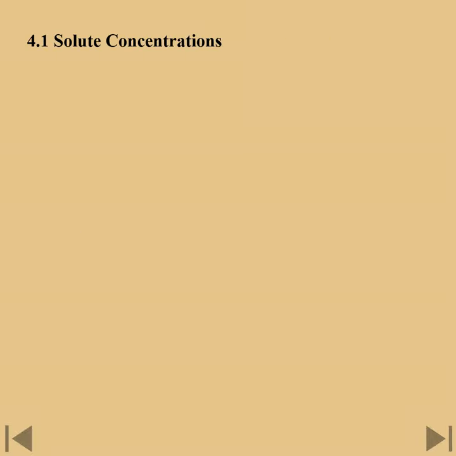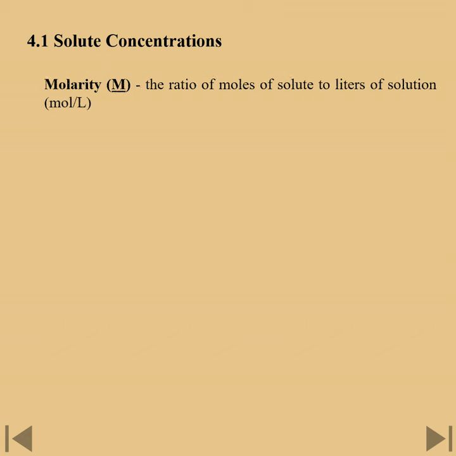Okay, solute concentrations. Any concentration term is a statement of the amount of solute per a given amount of solution. The way we measure the amount of solute and measure the amount of solution is what would be different in any concentration term. The main concentration term that any chemist uses is called molarity, which is abbreviated as capital M bar, and it refers to the number of moles of solute per liter of solution.